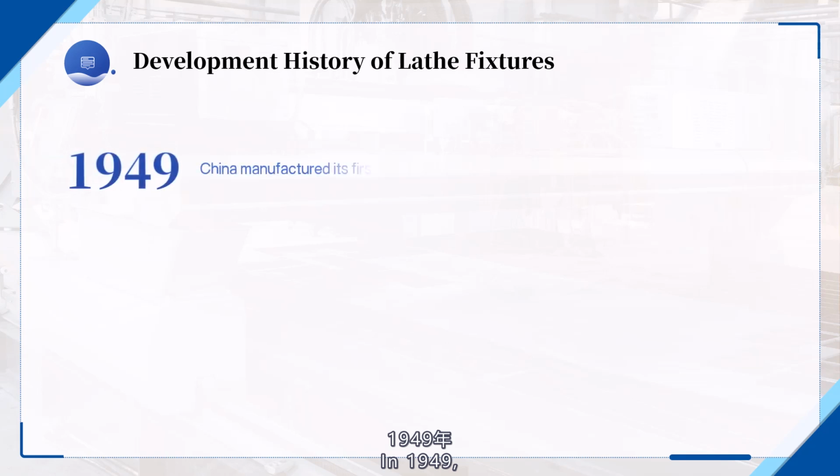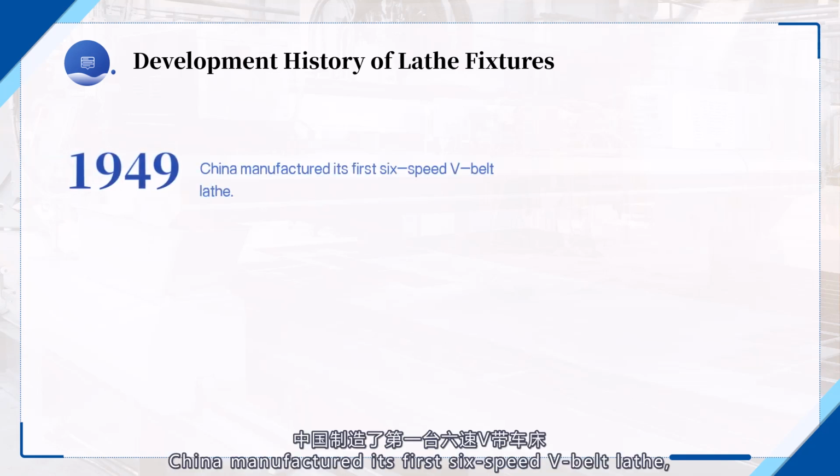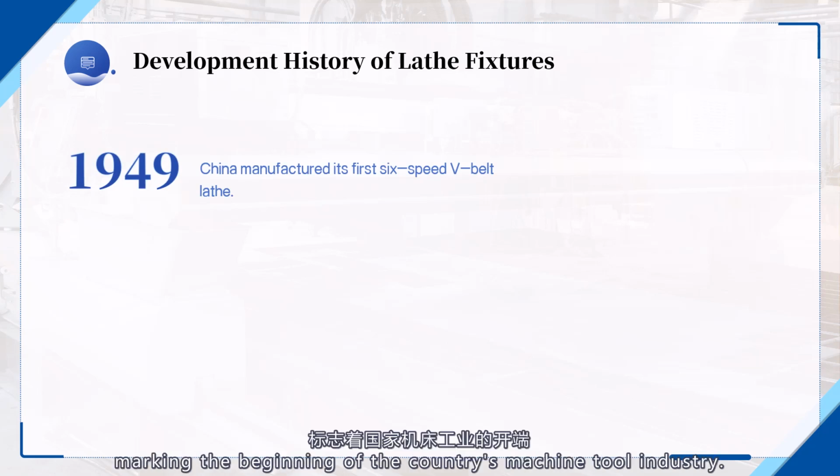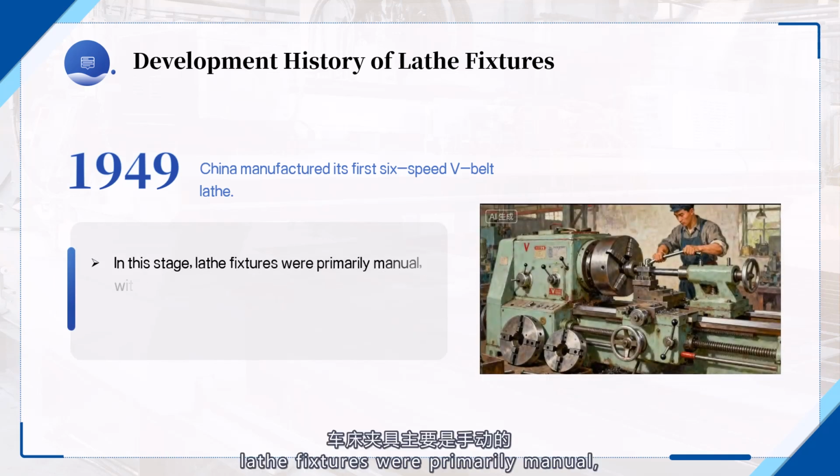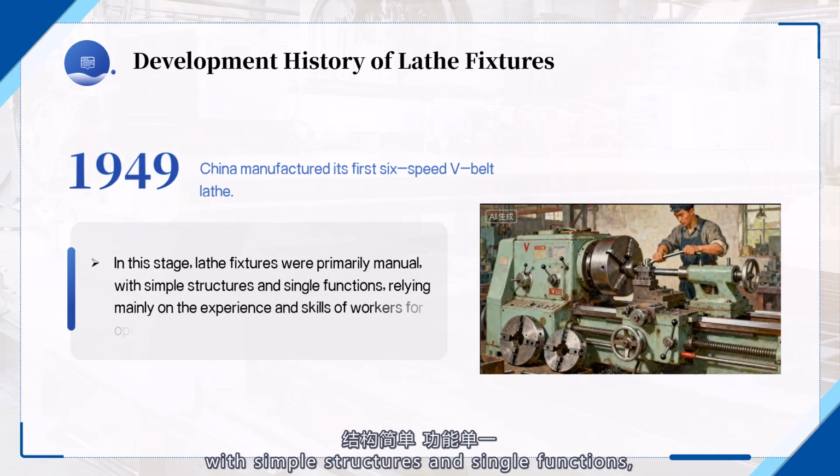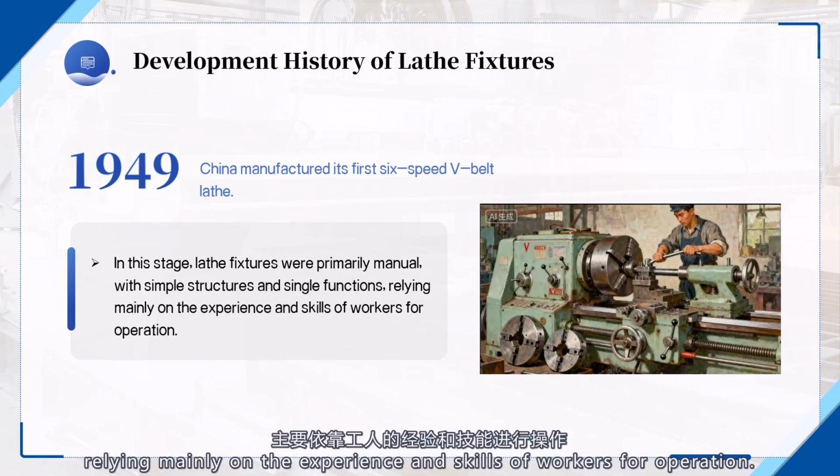In 1949, China manufactured its first 6-speed V-belt lathe, marking the beginning of the country's machine tool industry. During this stage, lathe fixtures were primarily manual, with simple structures and single functions, relying mainly on the experience and the skills of workers for operation.